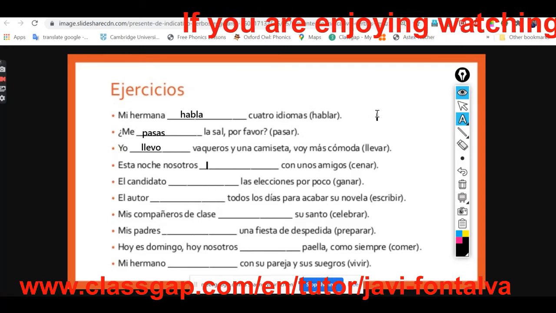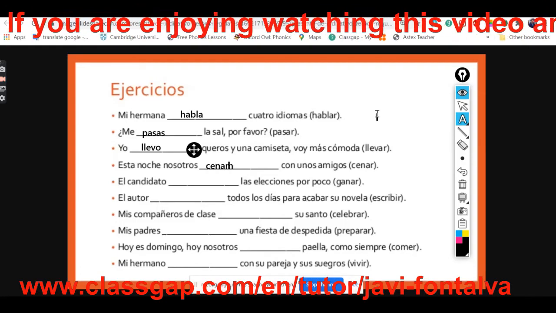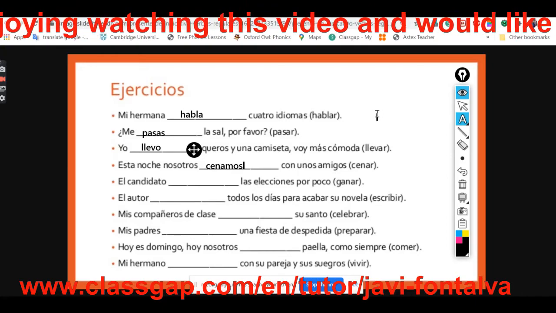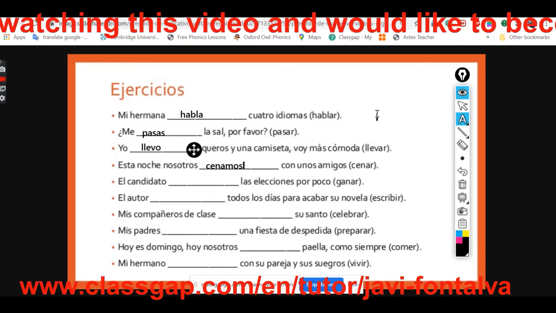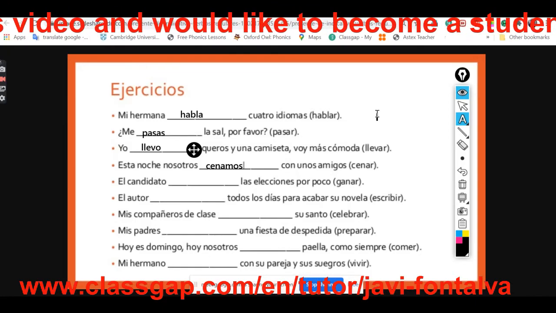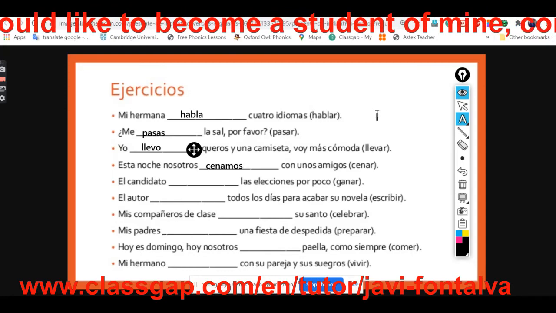Esta noche nosotros cenamos con unos amigos. Cenamos. What is cenamos? We eat. Not really. Not eat. It's having a kind of meal. What meal are we talking about?